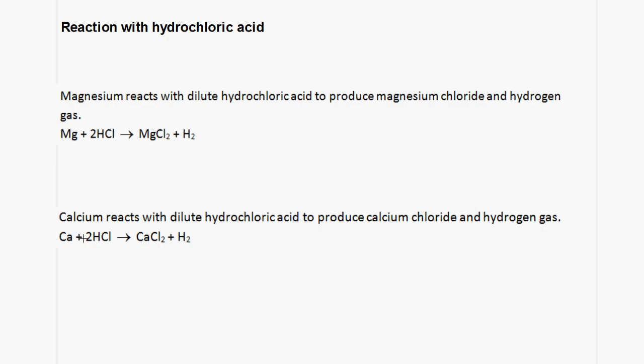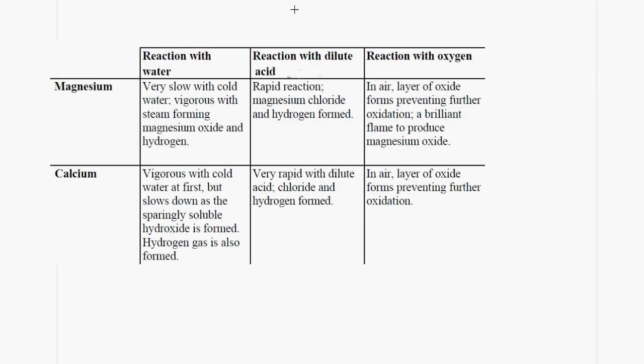Calcium, we get a similar reaction. Calcium plus hydrochloric acid will give us calcium chloride and hydrogen gas. So Ca plus 2HCl produces CaCl2 plus H2 gas. Now this table summarizes the reaction between magnesium and calcium. Magnesium is higher up in the group and calcium is lower down in the group.